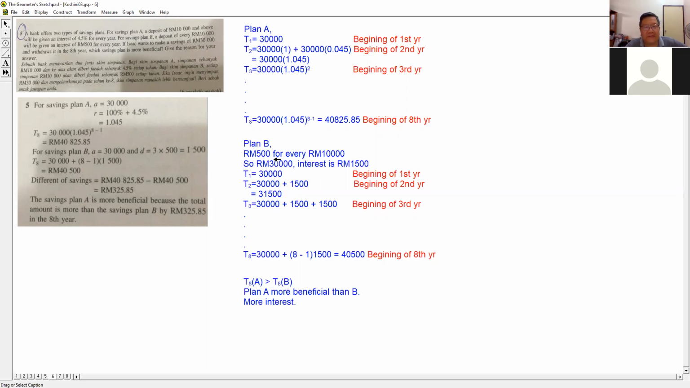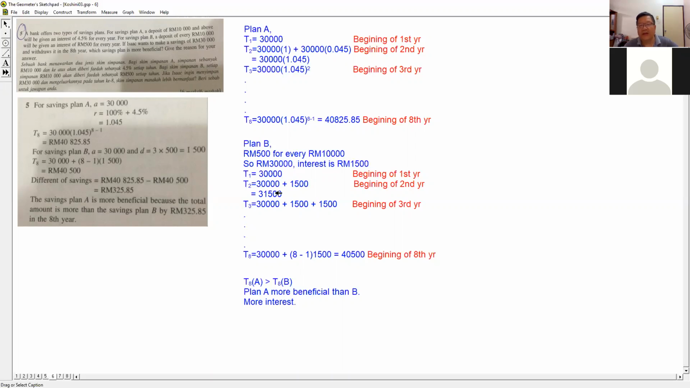Now for plan B, you are given 500 for every 10,000. So if you are putting in 30,000, then you are getting 1,500, one lump sum, right? Same thing: for the first year, you are not getting the interest until you have completed 1 year. So during the second year, what you have is the 30,000 plus the 1,500. So throughout the second year, anytime you want to withdraw your money, you are getting 31,500. That means you are getting the interest for the first year.